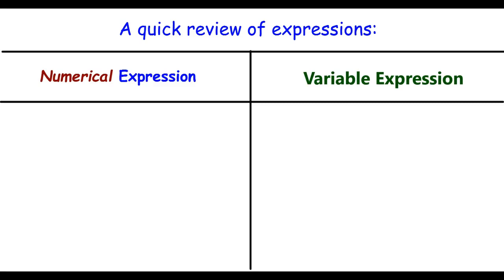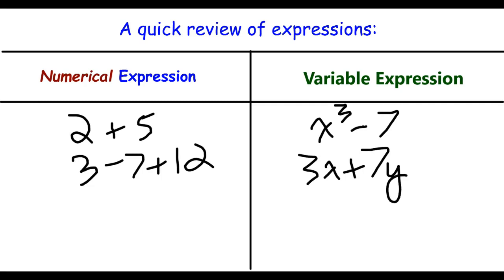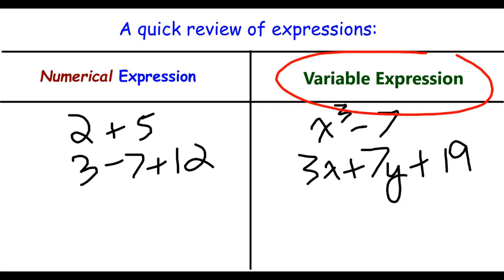And there were two types of expressions that we saw. First, there were numerical expressions, ones that just had numbers and operations. So things like 2 plus 5, 3 minus 7 plus 12, etc., and variable expressions, which are basically numerical expressions, but there's a variable in there somewhere. So x cubed minus 7, 3x plus 7y plus 19, and so on and so forth. Equations can be built out of either numerical expressions or variable expressions, but they're most interesting when they involve a variable of some sort.